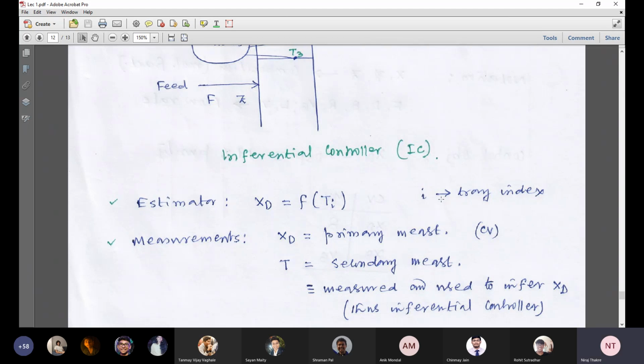Now why is it called inferential control? Because we infer the control variable by the measured temperature. That's why it is called inferential controller. We infer the control variable XD by the measured temperature. That's why it is called inferential controller, IC.